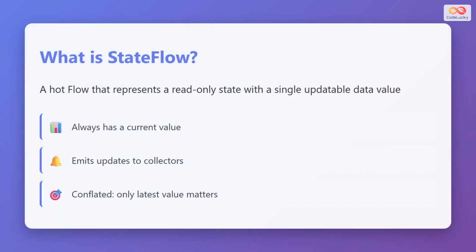StateFlow is a hot flow that represents a read-only state with a single updatable data value. It has three key characteristics. First, it always has a current value that can be accessed immediately. Second, it emits updates to all active collectors whenever the state changes. Third, it is conflated, meaning only the latest value matters. If multiple updates happen quickly, collectors only receive the most recent state.